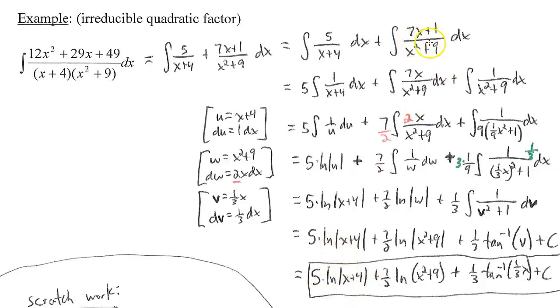Now, how do you integrate this? Okay, now look at this carefully. How would we integrate this? We could try a u substitution here. The u would be x squared plus 9, or 2x. The problem is we have 7x plus 1. If we didn't have the plus 1, then that method would work fine. So how do we do this?